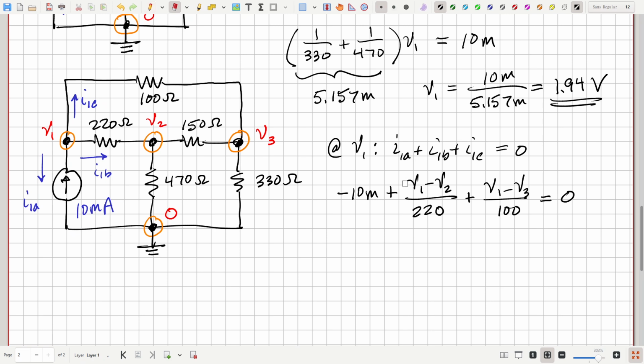Now, this 1 over a resistance, right, that's a conductance. Remember that conductance is the inverse of resistance.